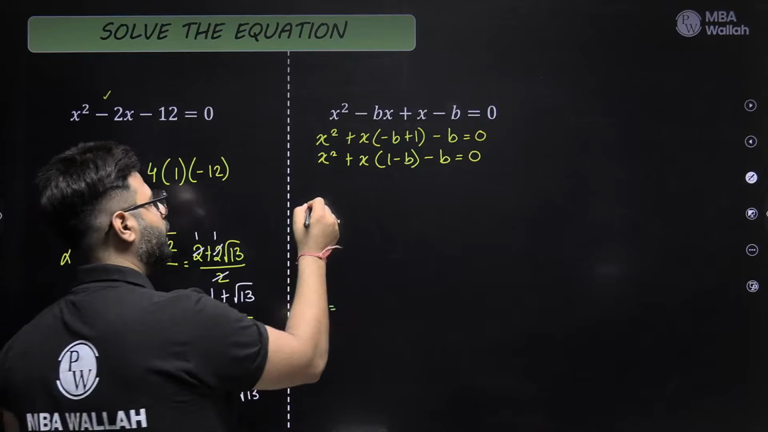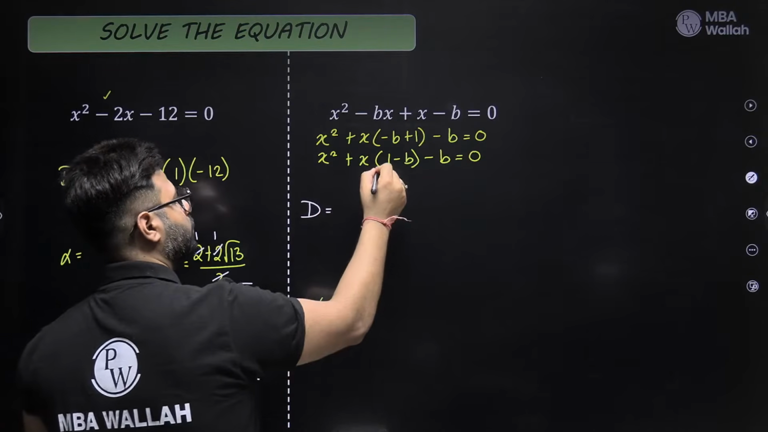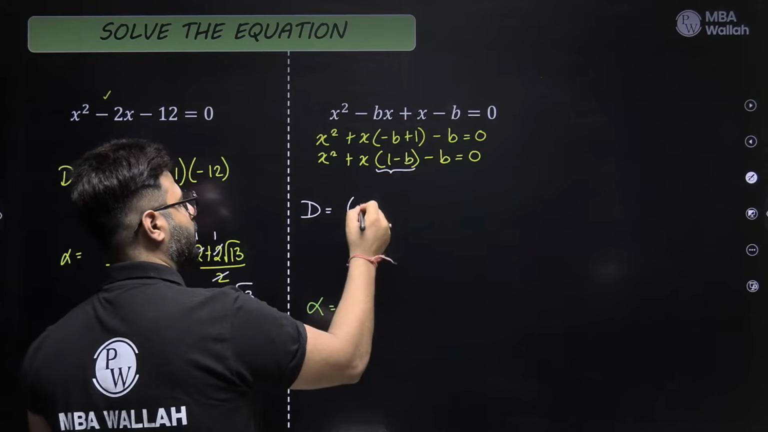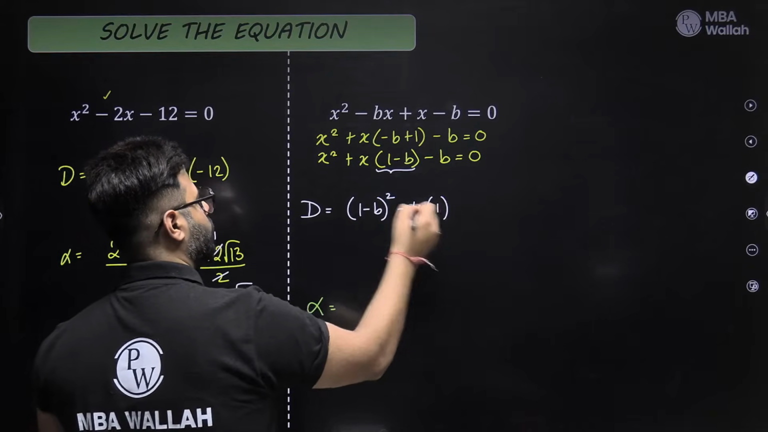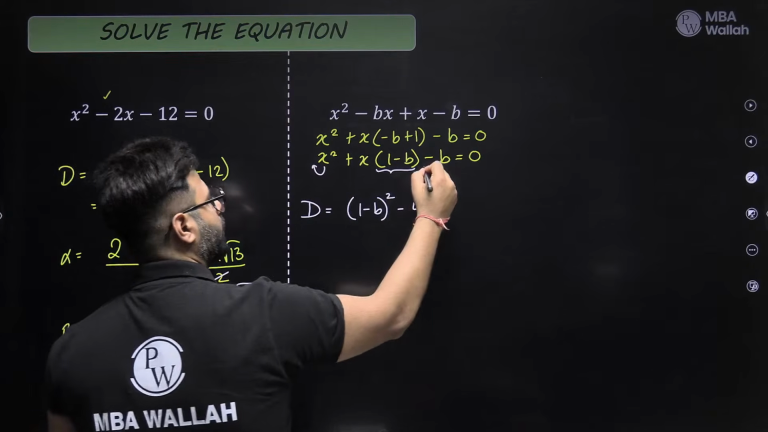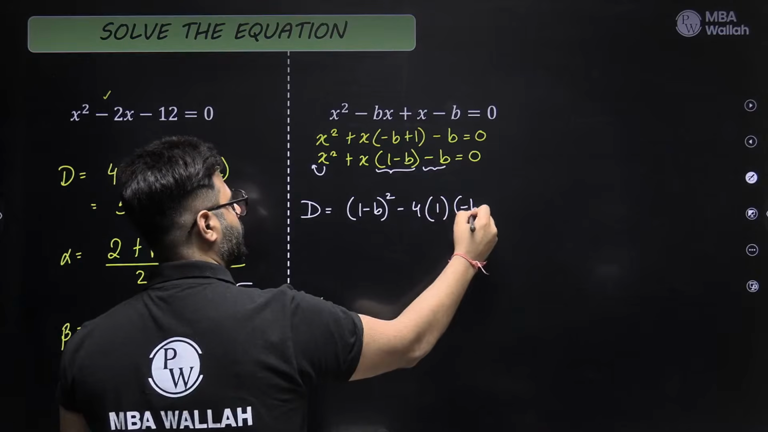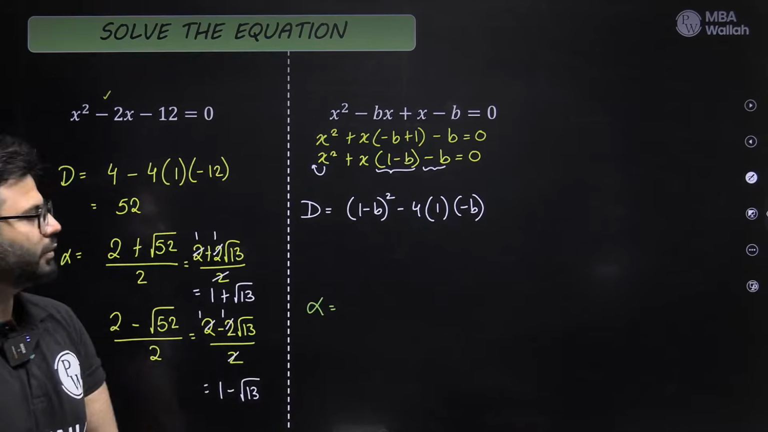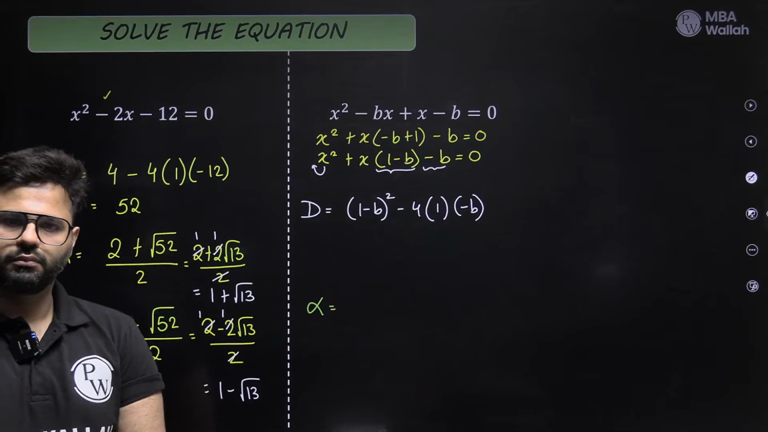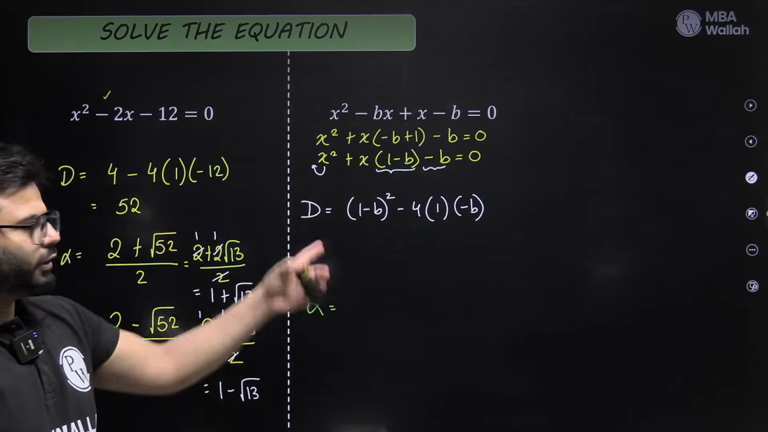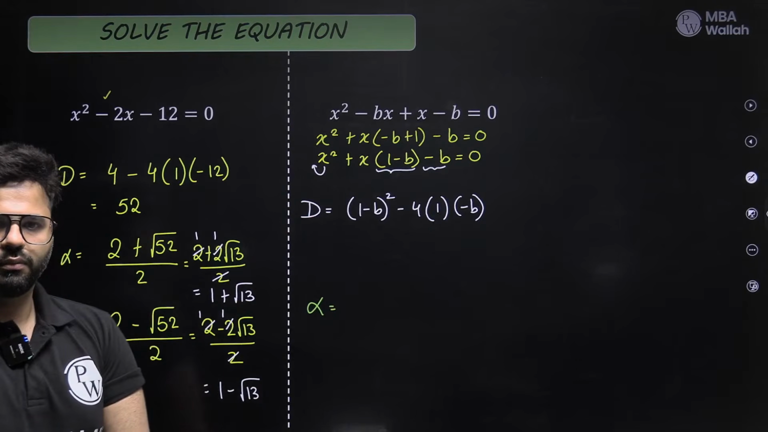Now comes the value of D. B square, that means this square, right? Minus 4, A is 1, the coefficient of x square. C is minus B. So we need to calculate this. Yes. Check. So solve it. What are you getting? Check.